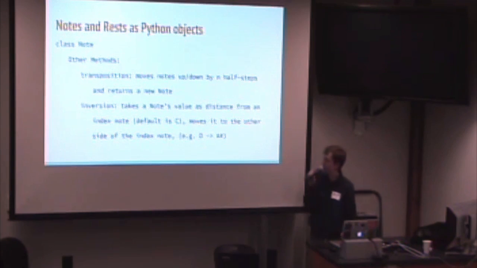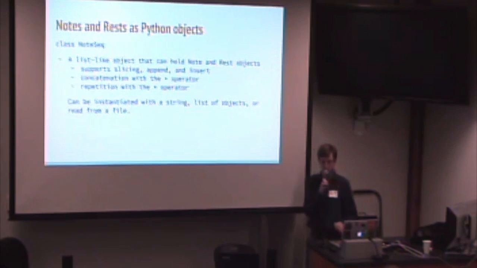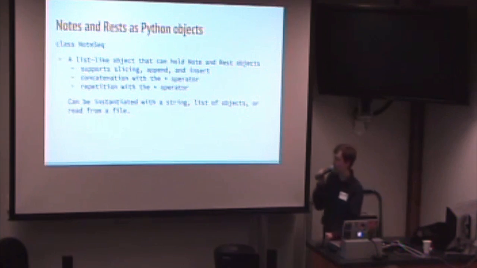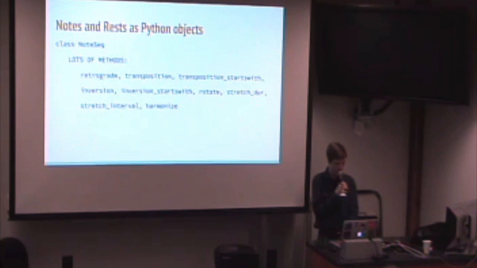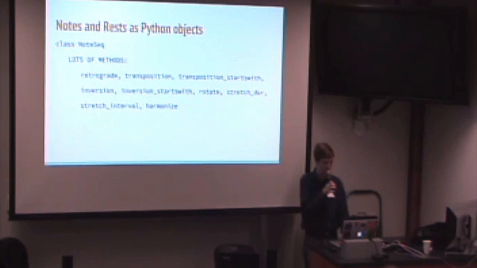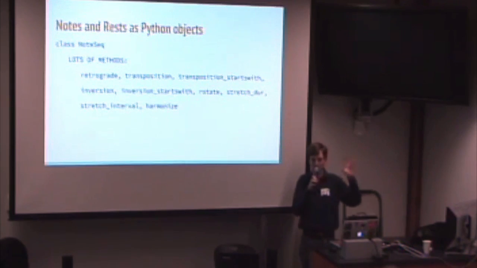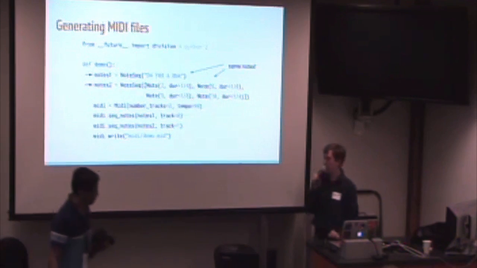Other methods, you can transpose, you can invert, you can do some interesting transformations, and I won't bore you with all of this. But the note sequence, which is what we've seen demos of mostly, is a list-like object. It supports a lot of operations that you'd find on lists, as well as adding and multiplying with the built-in operators. And you can instantiate it with the string or list of objects or read from a file. And again, it has lots of methods. I won't bore you with all of them, but you can invert and flip and play backwards and look at the music from all different angles, move it up and down, and transform it in interesting ways.